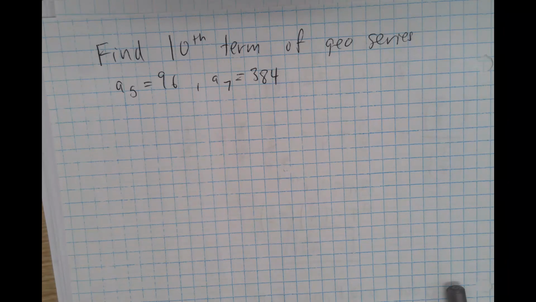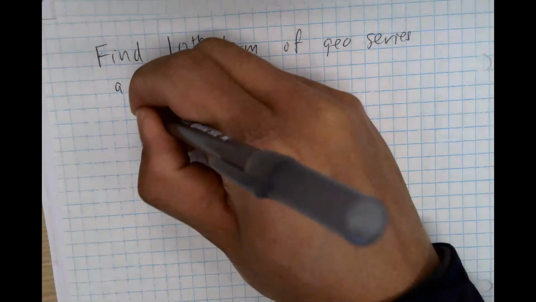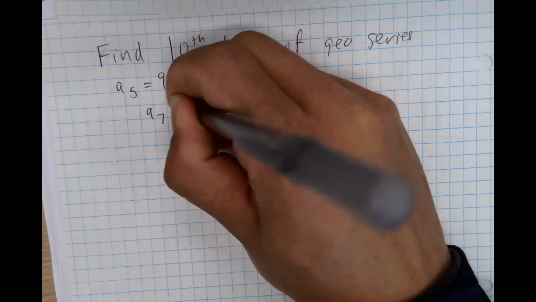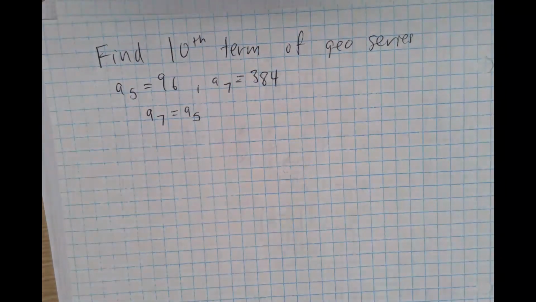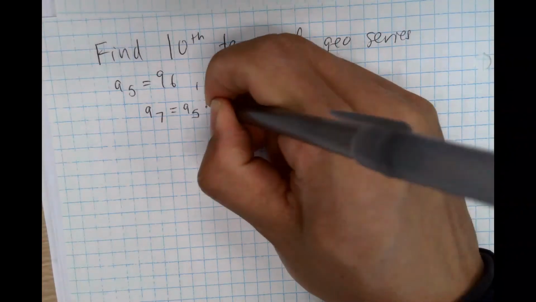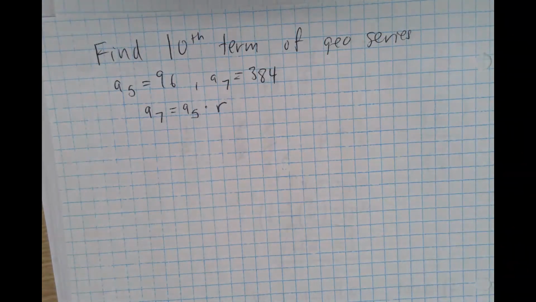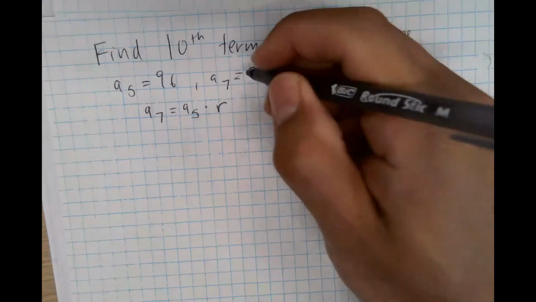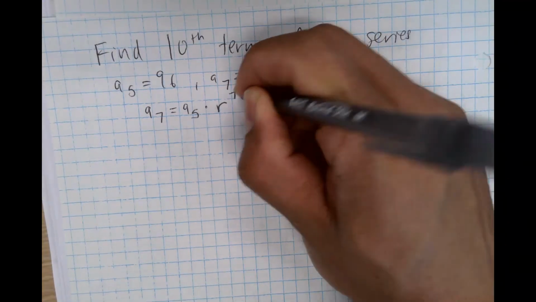Okay, so in this case, you might be thinking, wow, that is pretty difficult. So the first thing we want to do is find the common ratio. And what you can see is that we know that a7 is equal to a of 5 times the common ratio, right? They're separated by however many spaces a of 7 and a of 5 are separated by, which is 7 minus 5.